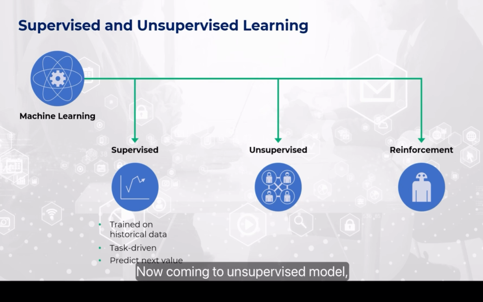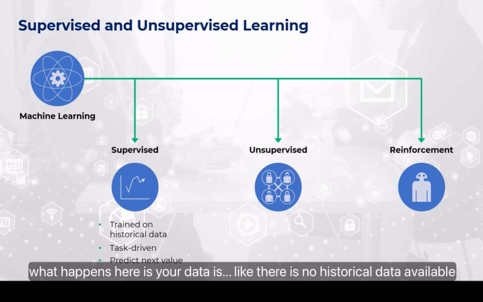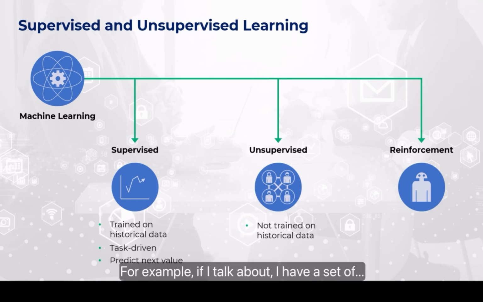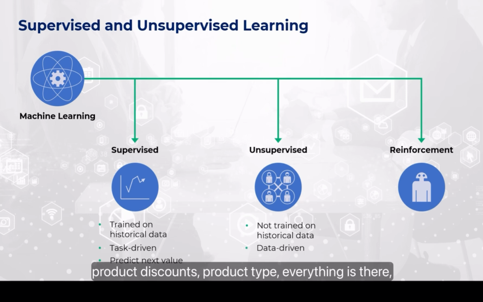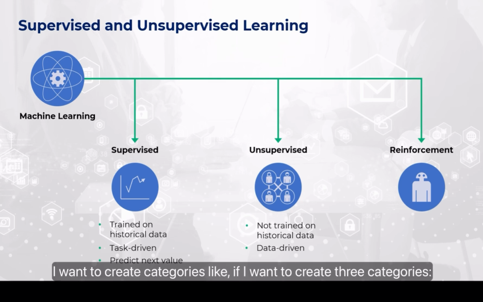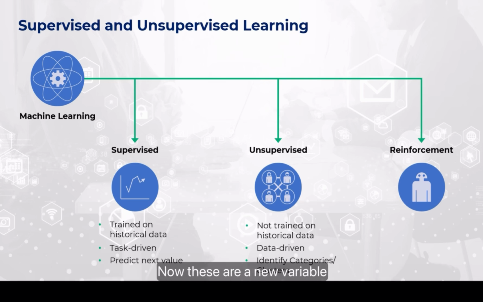Now coming to the unsupervised model, here there is no historical data available for your target variable. For example, suppose I'm working in the retail market. I have a set of products, and I have the product price, product discounts, product type, everything. I want to create three categories: base, premium, economy. These are new variables which I will need to create, right?